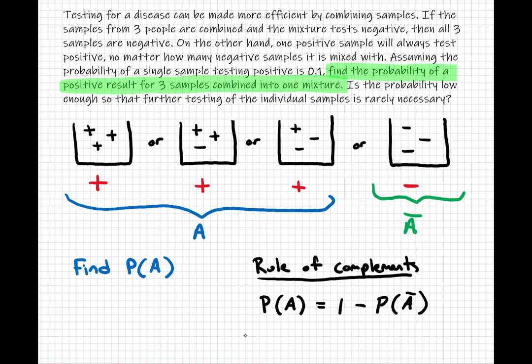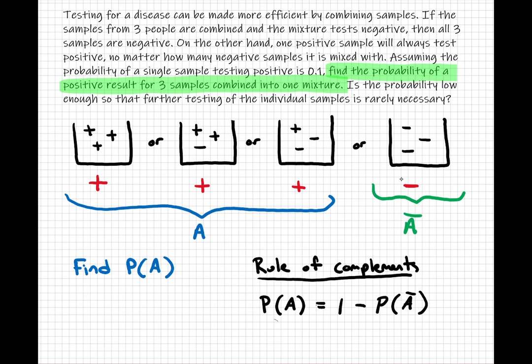We could always find the probability of what we're looking for, or find the probability of what we're not looking for and subtract it from 1. The way to choose which approach we take is whichever one's easier. Is our event a smaller list to count, or is the complement of our event a smaller list to count? So in this case, it's the complement.